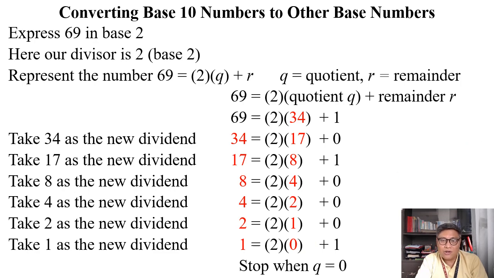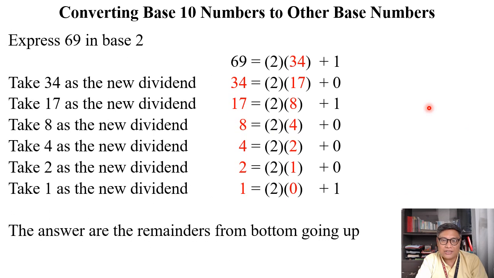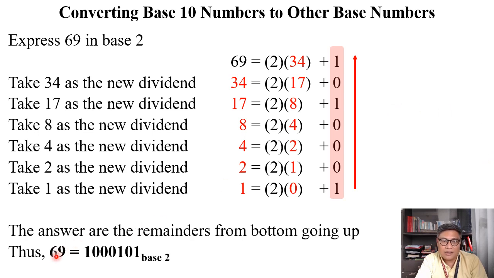Of course, all you have to do, class, is look at the remainders. The answer is actually the remainders, but you have to look at this from the bottom going up. It's the reverse order, not from top going down, but from the bottom going up. So therefore, the answer, when you converted 69 to base 2, will be this one, from the bottom going up. And rewriting that, it will be 1000101 base 2.